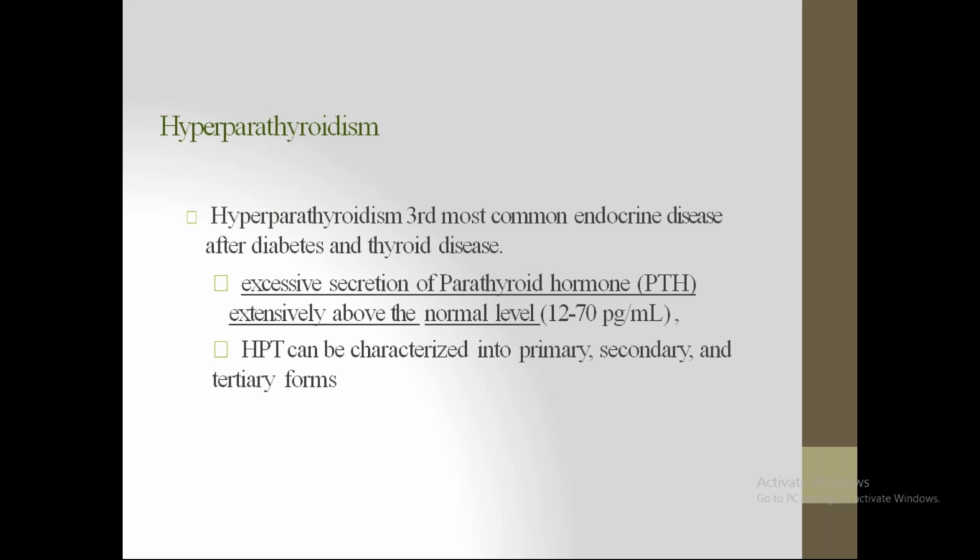Primary is predominantly that the gland itself will secrete more parathyroid hormone. Secondary is because of some other problem, like decreased calcium or increased phosphate in the serum, leading to increased parathyroid hormone production. The tertiary form is basically what happens in chronic kidney disease. The negative feedback mechanism on the parathyroid hormone is lost. So the gland, irrespective of the calcium levels in the blood, will autonomously produce more and more parathyroid hormone.